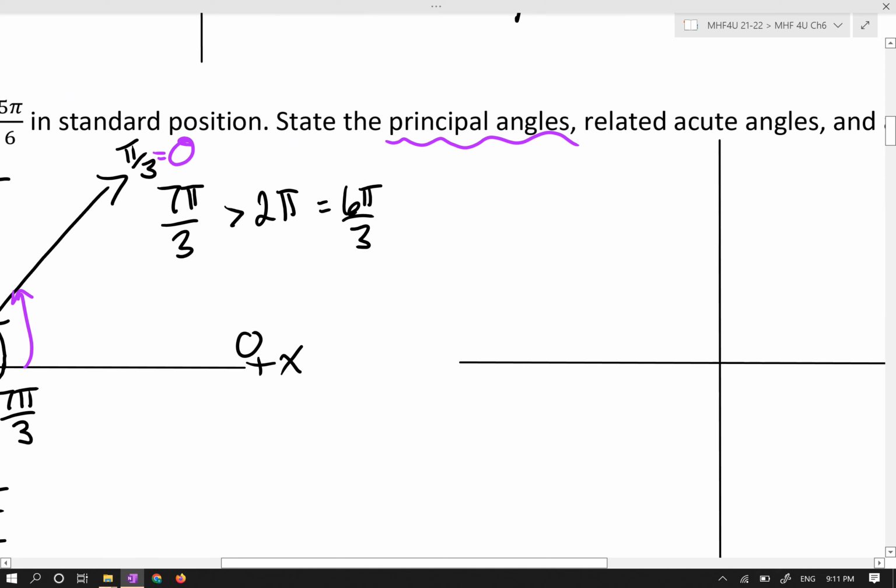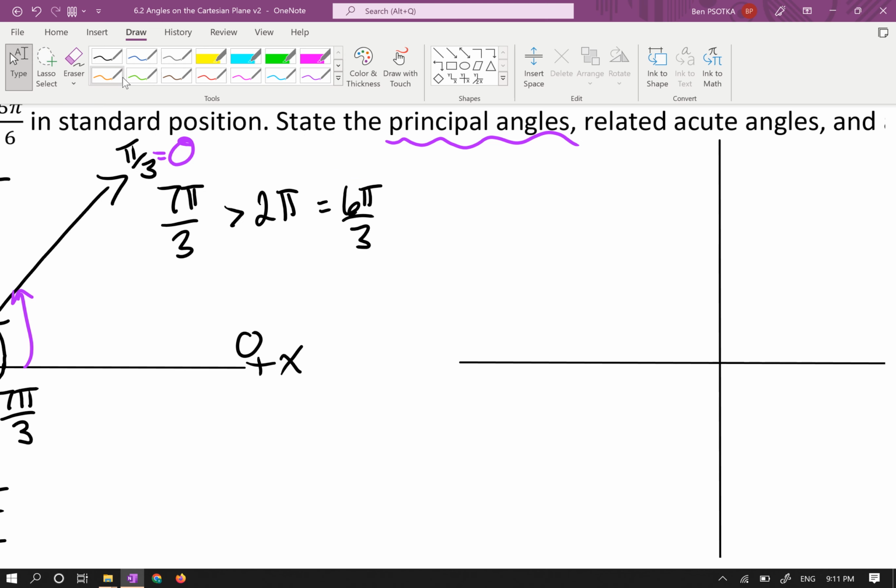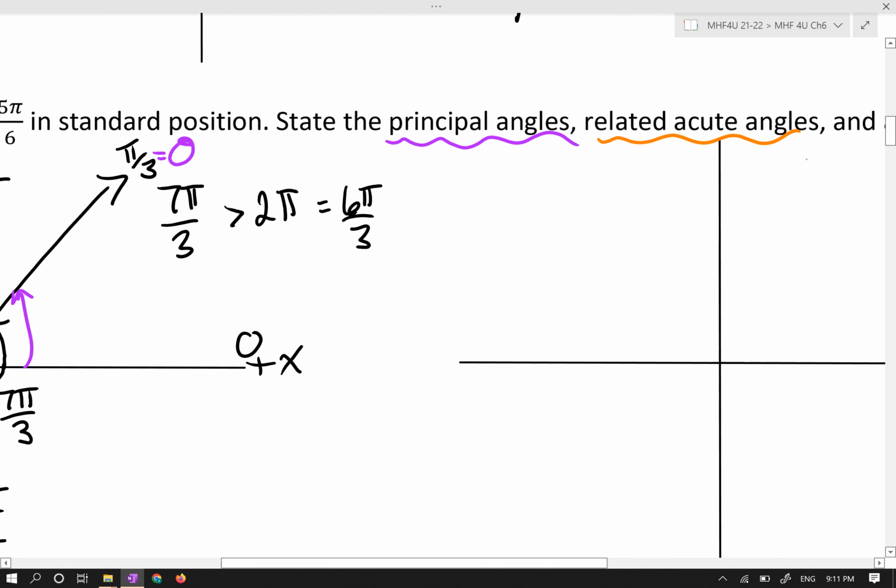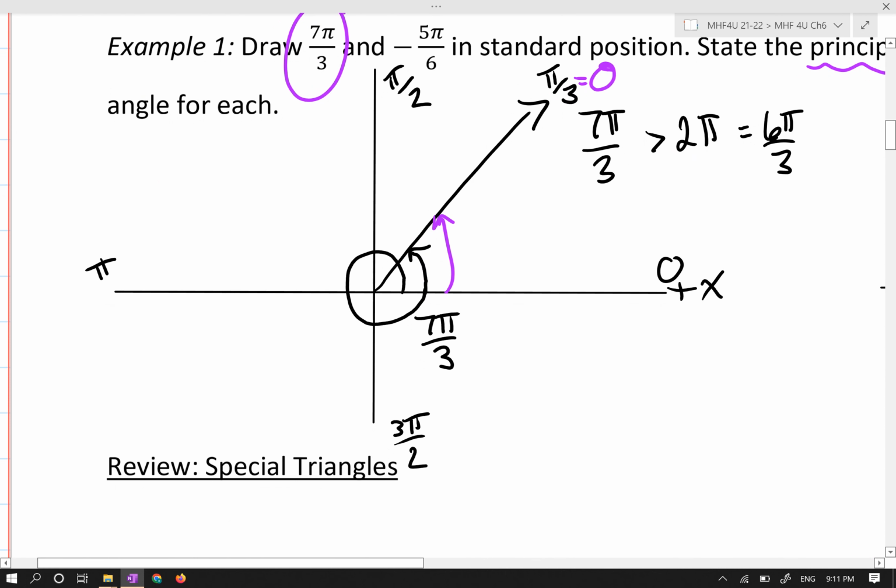All right, then we're going to work with our related acute angle. The related acute angle, remember, is from my terminal arm to my closest x-axis. So my two options, from this terminal arm, I can get to my x-axis by going to the right or by going to the left, and that is by going clockwise or by going counterclockwise. Now I need to choose the smallest related acute angle. So I'm not looking over here. This is not an acute angle. This is an obtuse angle. This is greater than pi over 2. So I need to work on this side.